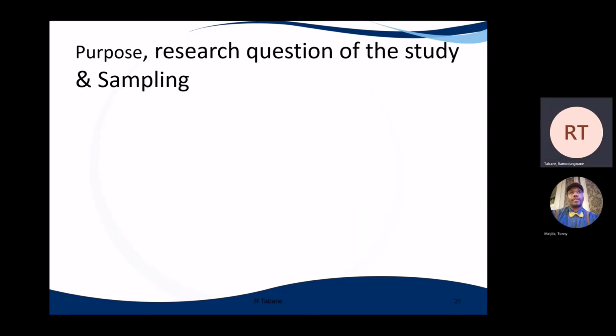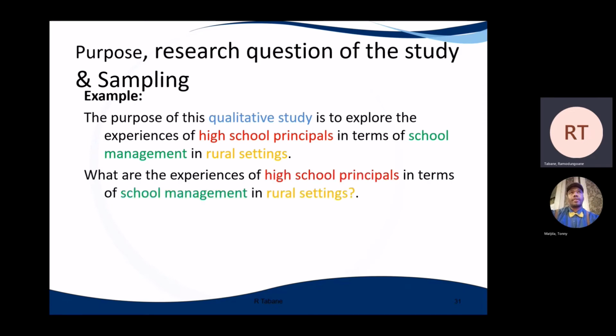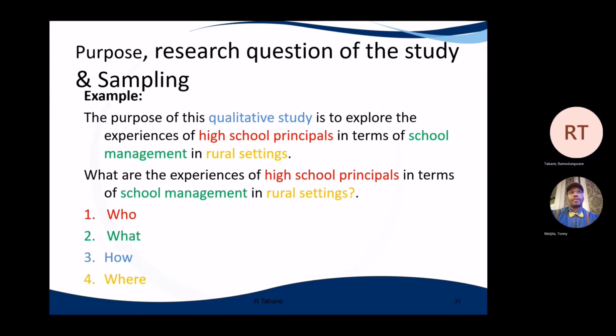Purpose, research question of the study and sampling. Here is the example that we've been working on. Look at the colors. You can see that the how, our research methodology, is covered by blue. Who, the participants, in red. What, the central phenomena, in green. And where, the rural setting, in orange or gold.